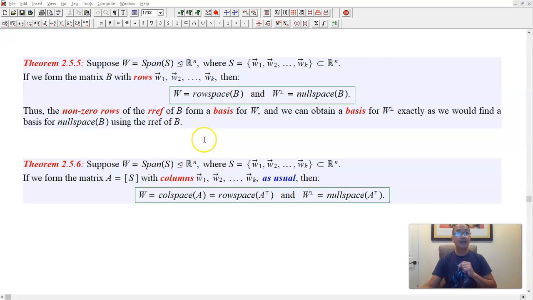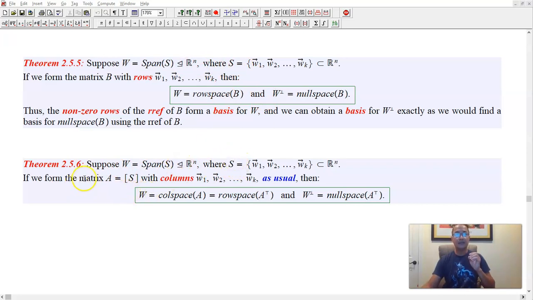Now, this other theorem is actually exactly the same thing as this theorem, except it's stated in a slightly different way. So we have the same setup, the same first line, as you can see.